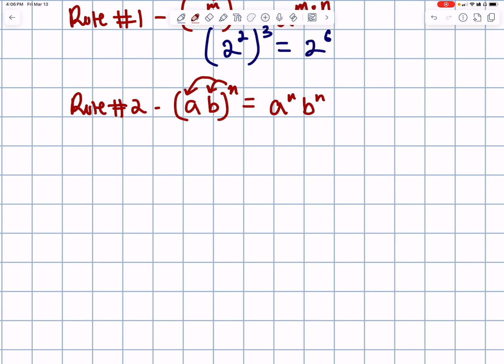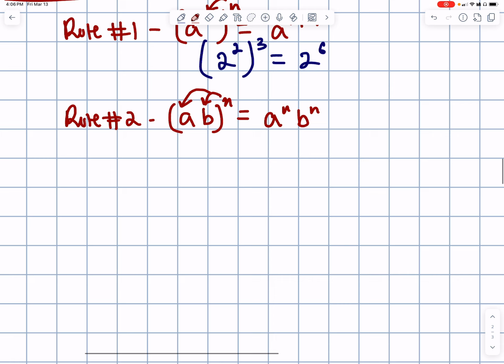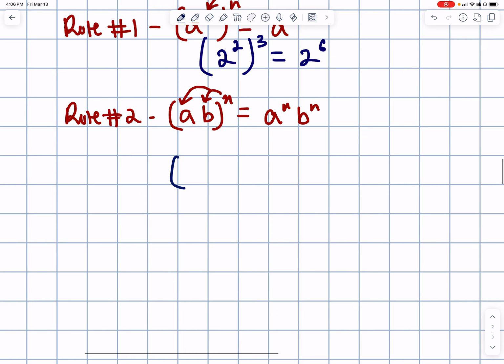That's just what it means. So for example, if I have here 2x in parentheses to the second power, it's going to distribute, and it's going to equal 2 to the second x to the second.